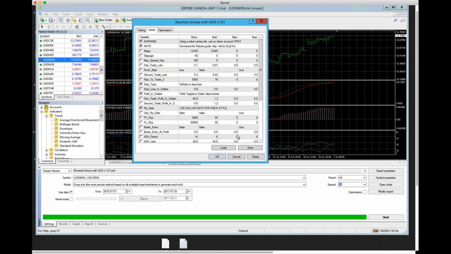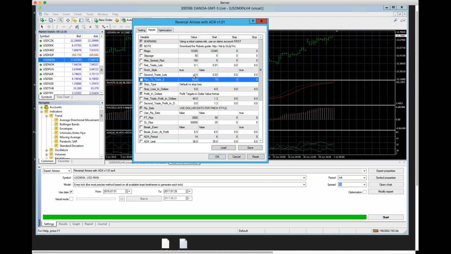Now, what we could do is experiment and optimize. We could run an optimization here, and it would look something like this. I'm opening up the settings window in the back testing of the robot, and I could try a few different settings. I could say, let's try a second trade size of 0.5. And let's do a second trade size of 5.